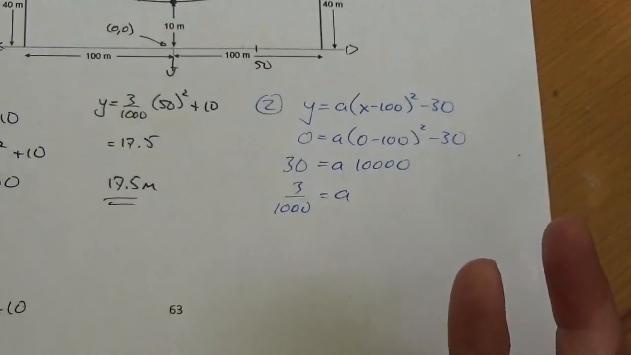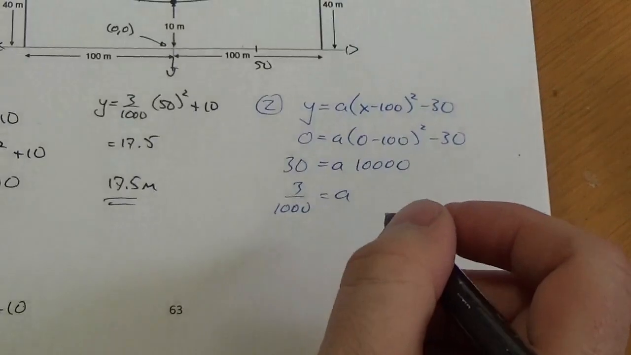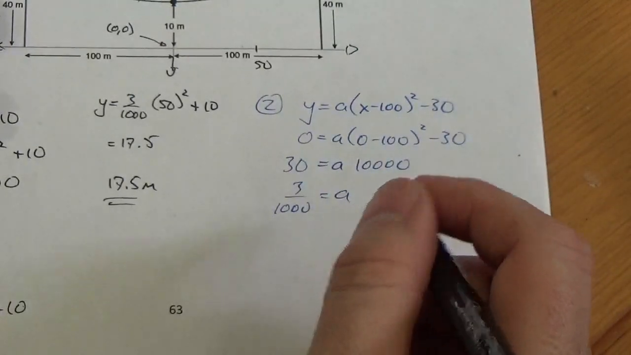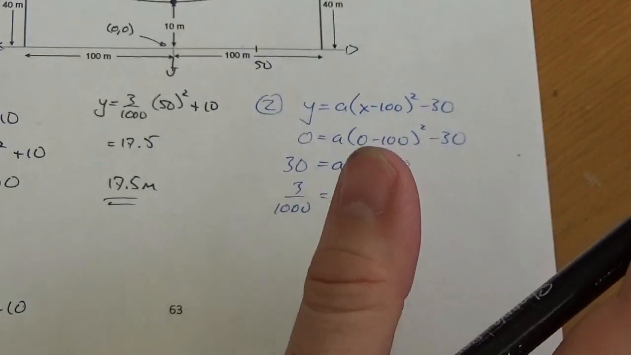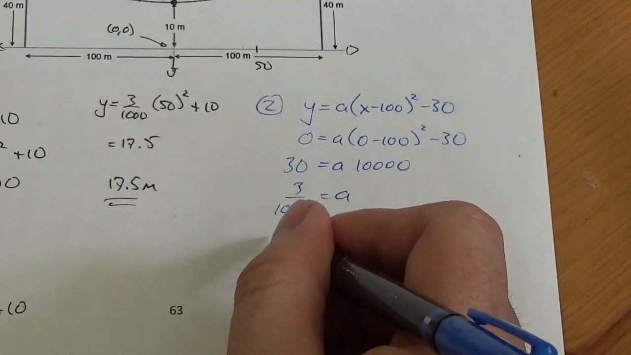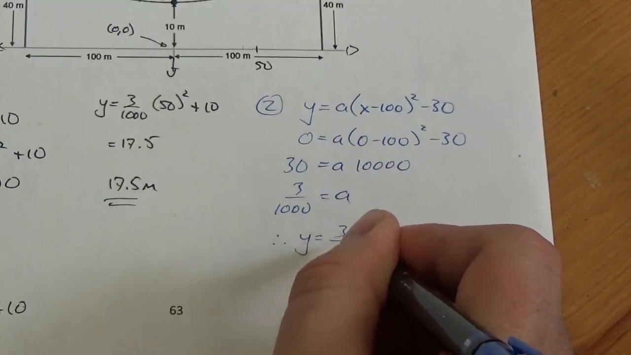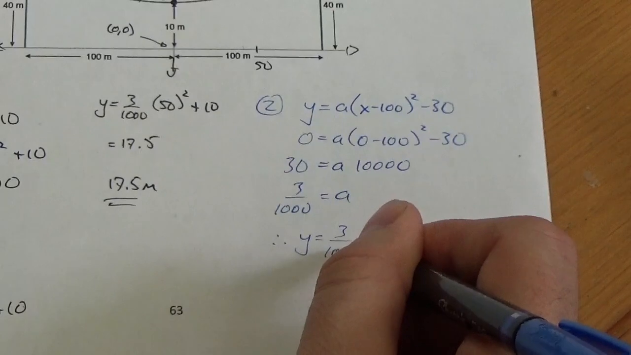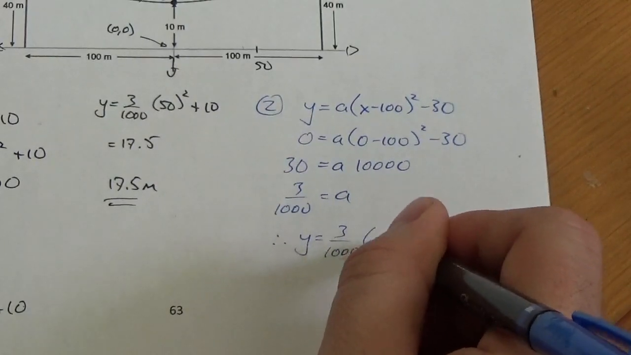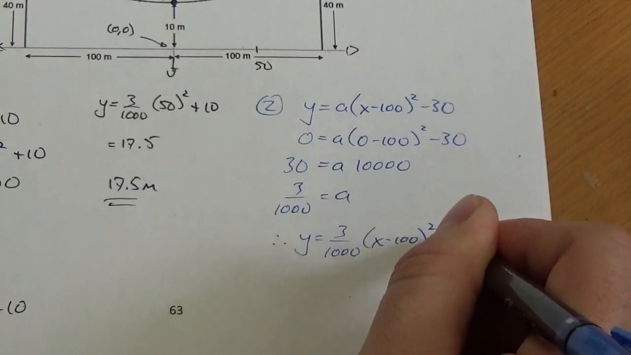So the vertical stretch factor here doesn't change. It doesn't matter where you put that origin. The stretch factor has to do with the shape of the parabola. So therefore, this goes back to being 3 over 1,000 times x minus 100 squared minus 30.